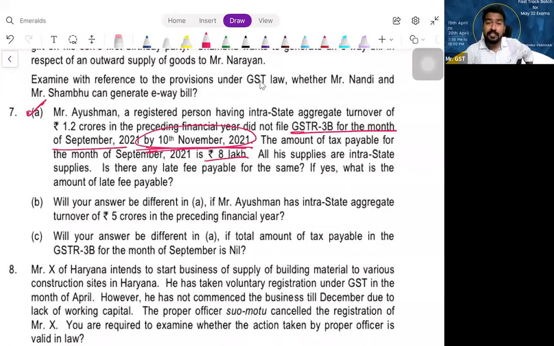If it is under the QRMP scheme, it is 22nd or 24th. Ayushman is from which state, we don't know. So 22nd or 24th based upon which state he is from. Clear? Yes, sir. It is QRMP. Fine. Very good.